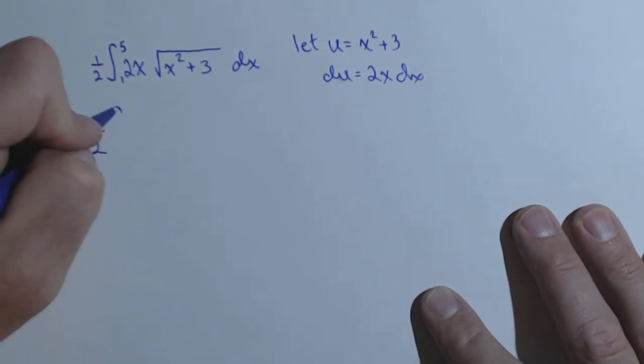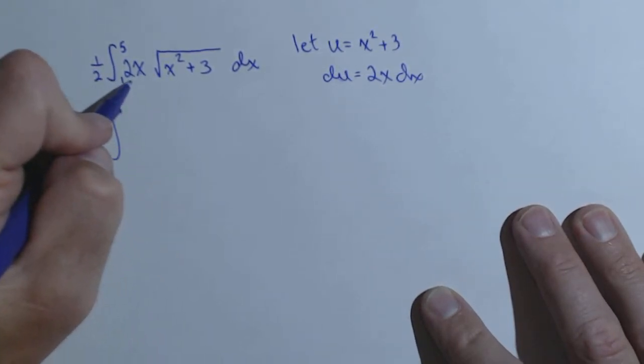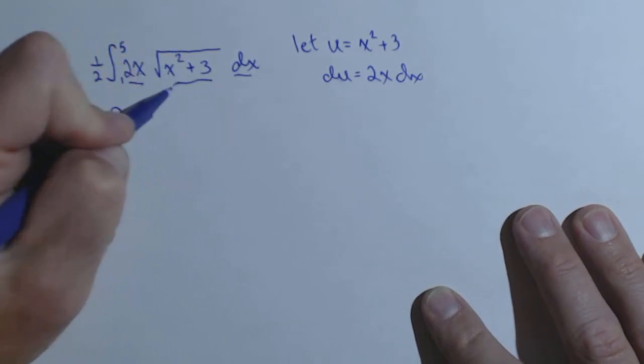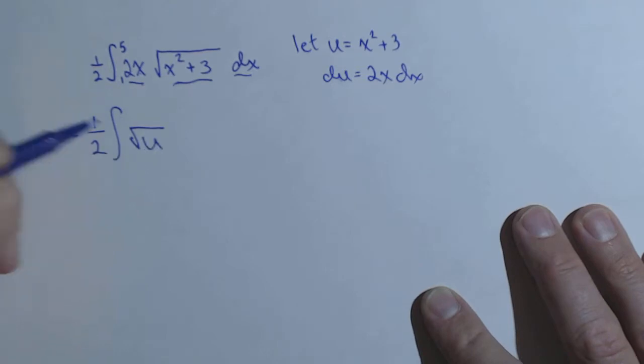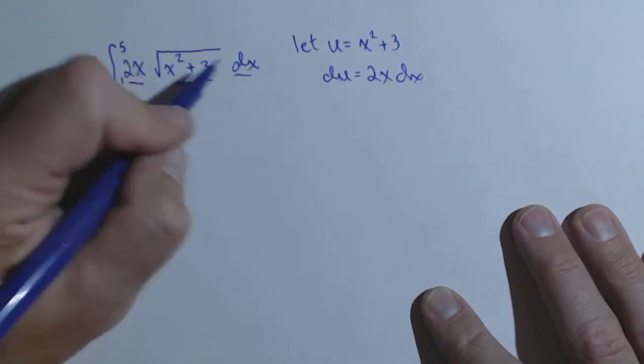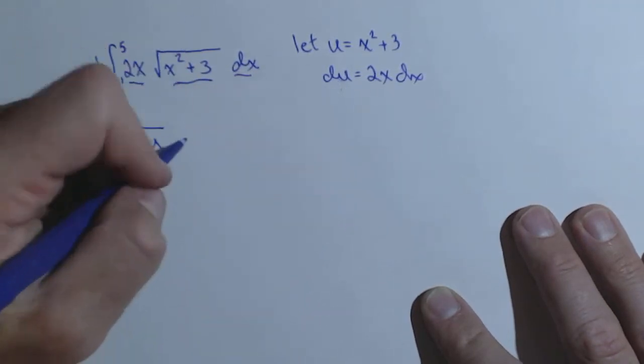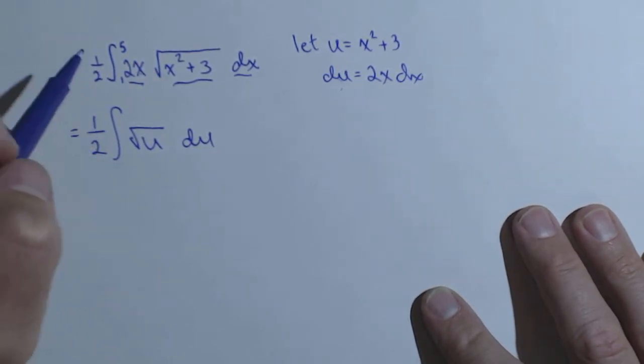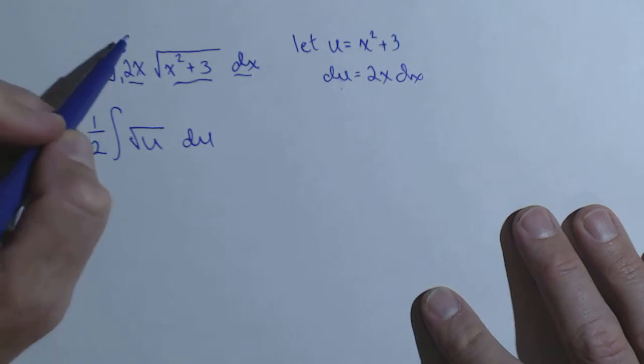So 1/2 times the integral, I'm going to leave the limits alone for a second, and we'll come back to them. 2x dx is my du. This is just going to be square root of u. Again, 2x dx is exactly our du. And there's our integral written almost completely in terms of u, except for the limits.